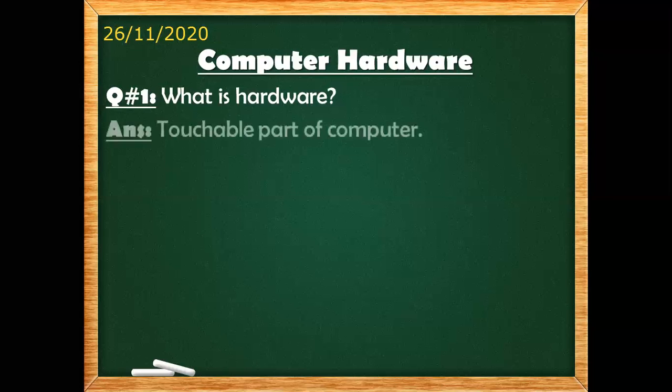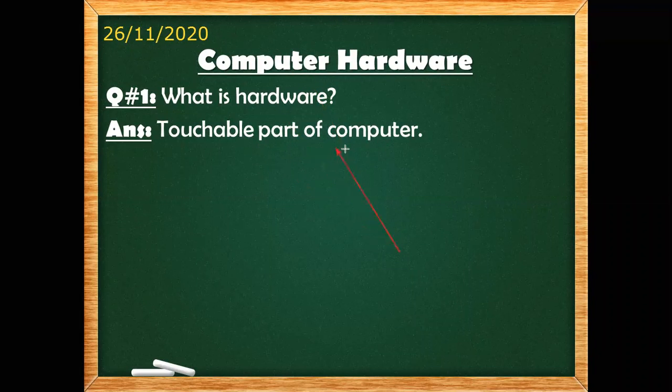The answer for question number one is: touchable parts of a computer are hardware, because we are discussing computer hardware. That's why we are saying the touchable parts of a computer. A single part or many parts, both come under this category. So the touchable part of a computer is hardware. Everybody should write this in the notebook.